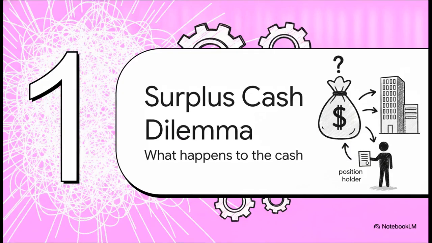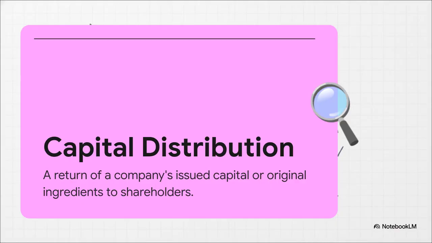All right, Section 1, the surplus cash dilemma. Let's see what actually happens to all that cash. When a company finds itself facing this exact dilemma and decides, hey, we need to return this extra money to you, the position holder, they initiate what's called a capital distribution. You might also hear it called a capital repayment. Basically, it's a strategic move where a company literally hands you back a piece of their original ingredients. It's a return of issued capital, or capital reserves.